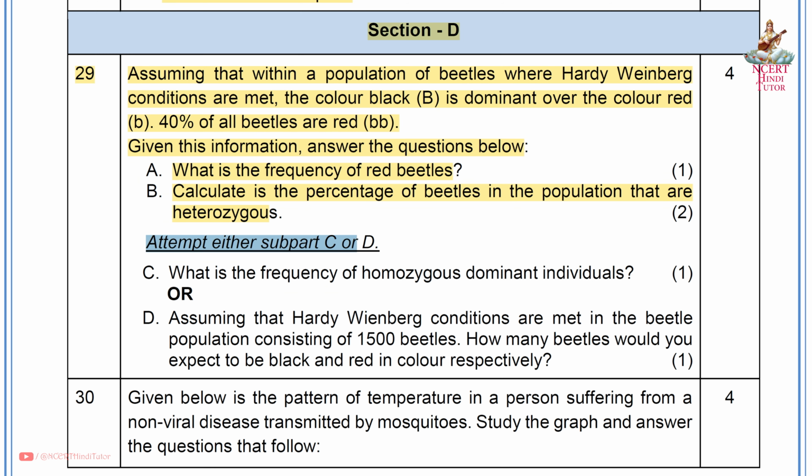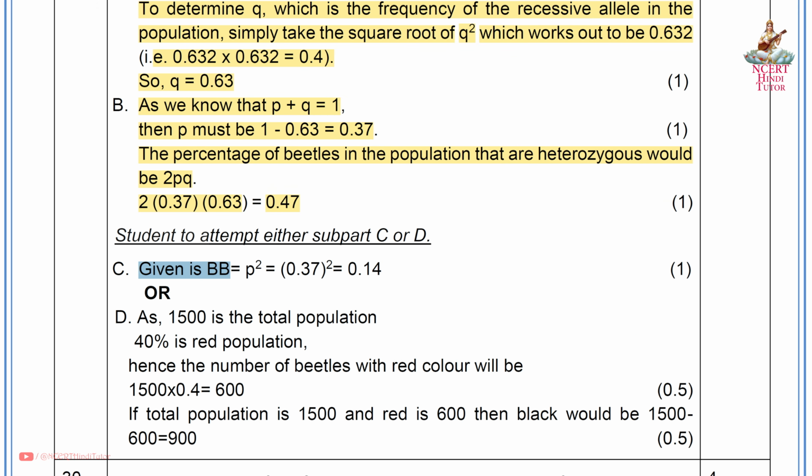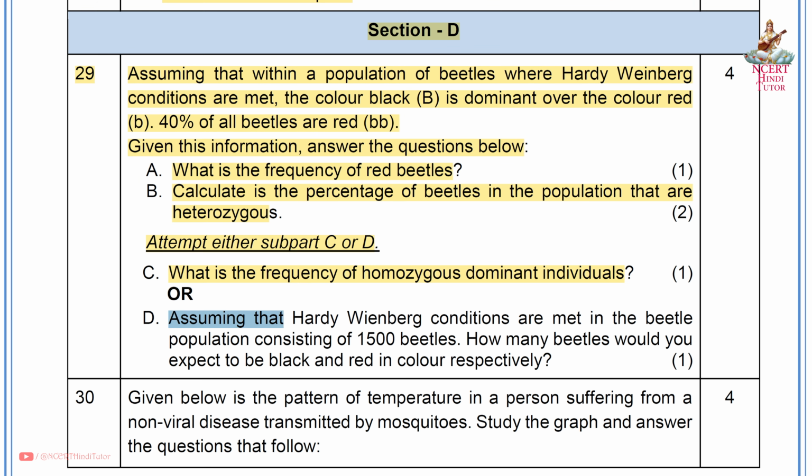Attempt either subpart C or D. C. What is the frequency of homozygous dominant individuals? Answer. Given is capital B is equals to P square is equals to 0.37 square is equals to 0.14. D. Assuming that Hardy-Weinberg conditions are met in the beetle population consisting of 1500 beetles, how many beetles would you expect to be black and red in color respectively?